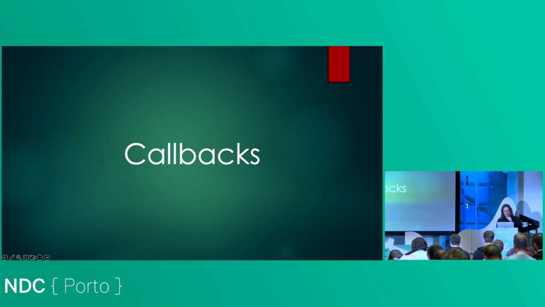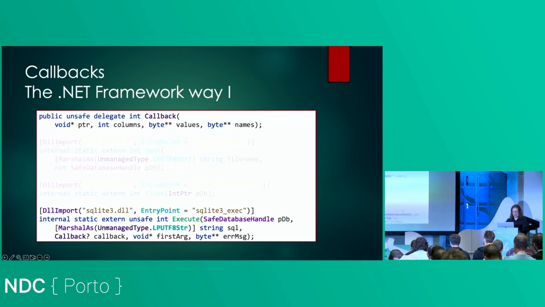This brings me to callbacks. So I said ignore it first. Now we're getting back to this. So you have this delegate here, callback. It takes a void pointer, columns, and two pointers to bytes. So what this allows me to do, if I use it, is get a callback for every row of every result set of my script, and then do something with that information.